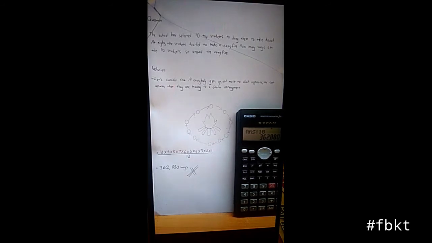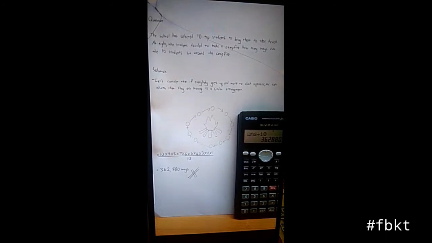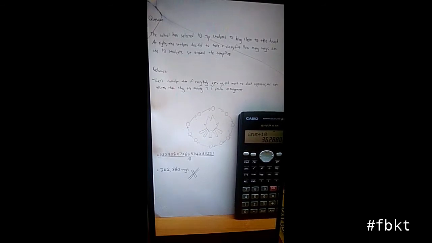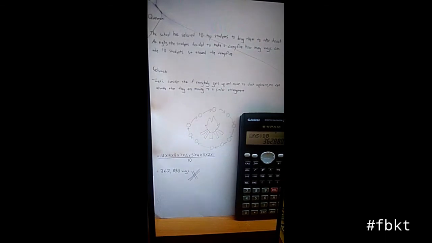And the solution for this question is, let's consider that if everybody gets up and moves to the seat opposite, we can assume that they are moving to a similar arrangement. This means if one student sits at any place, the number of students will decrease by one for the other places. So the solution is 10 times 9 times 8 times 7 times 6 times 5 times 4 times 3 times 2 times 1, and we also divide by the total number of students, which is 10, and then we just use the calculator and we get the answer, which is 362,800.